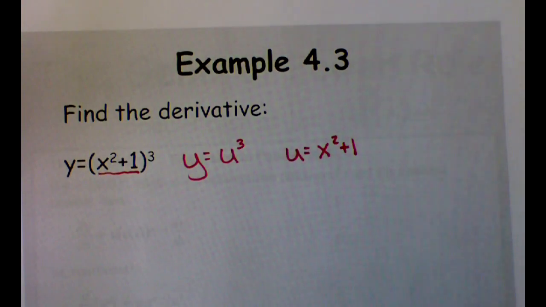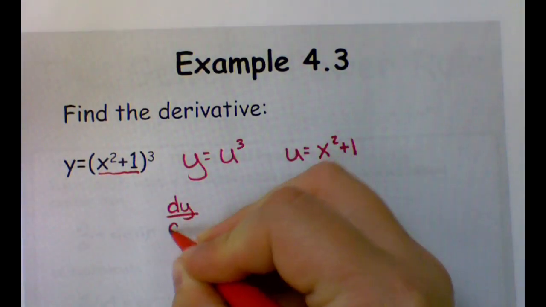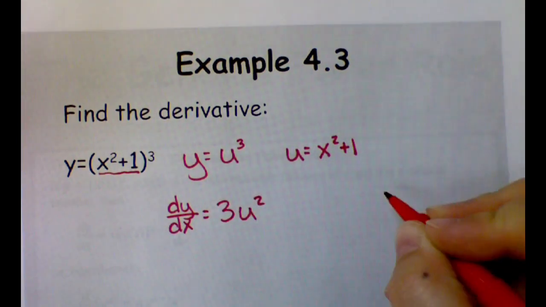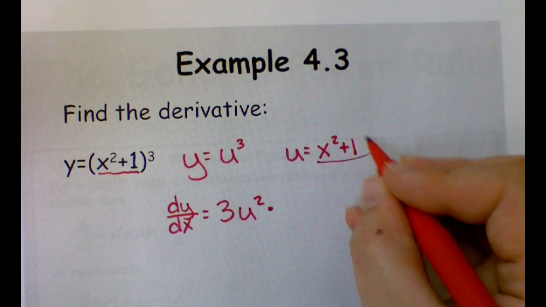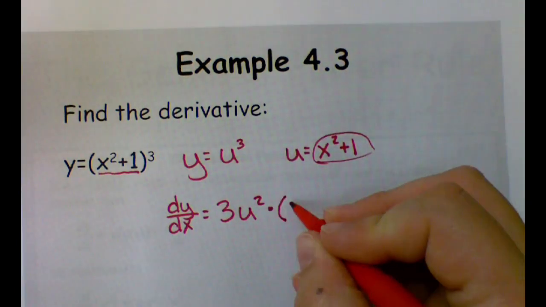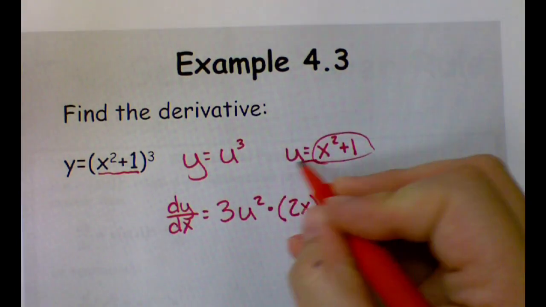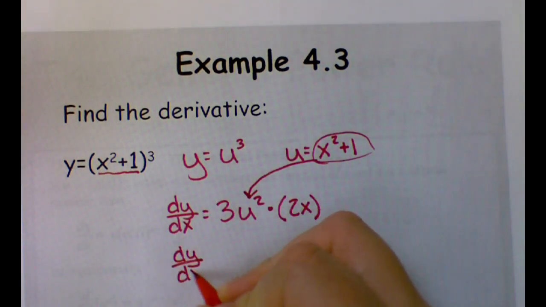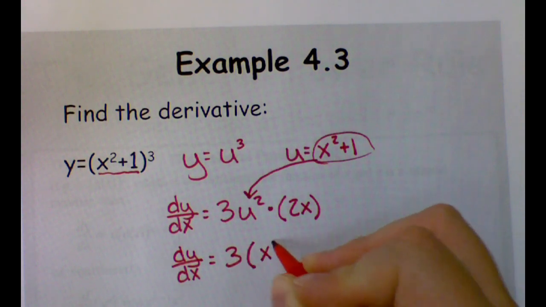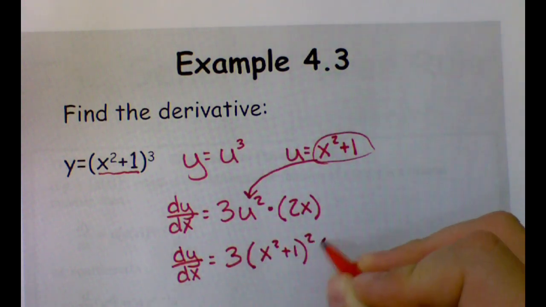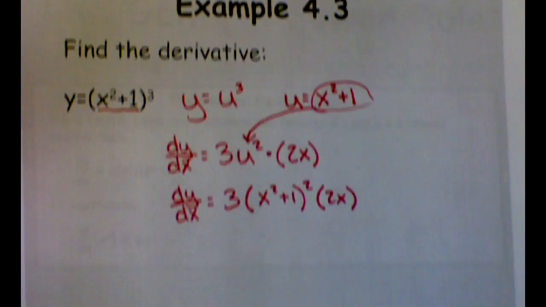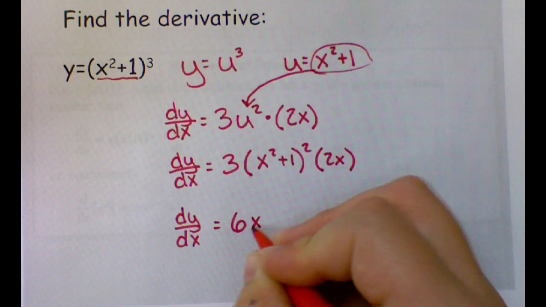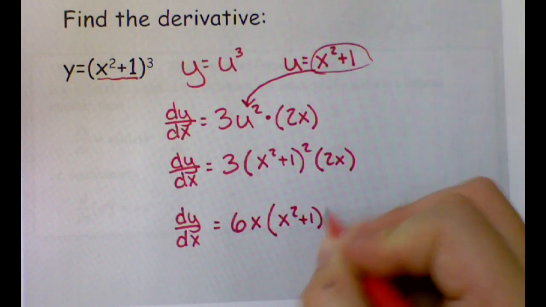So to find the derivative of y, dy/dx, we take the derivative of the outside, which is 3u squared, times the derivative of u, which is 2x. But we need to switch u back to x squared plus 1. So dy/dx equals 3 times (x squared plus 1) squared times 2x. We would likely clean this up just a little bit and make it dy/dx equals 6x times (x squared plus 1) squared.